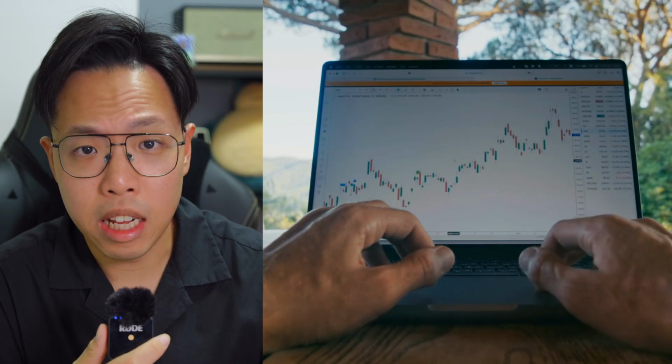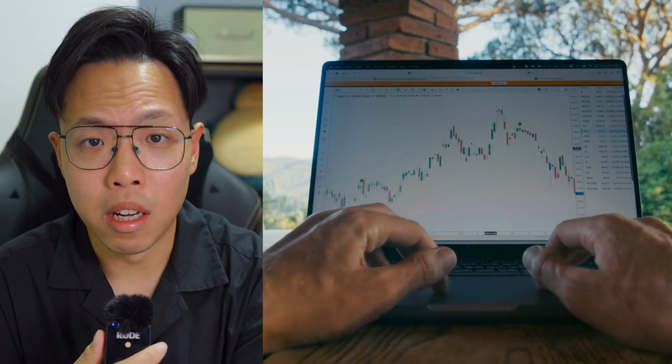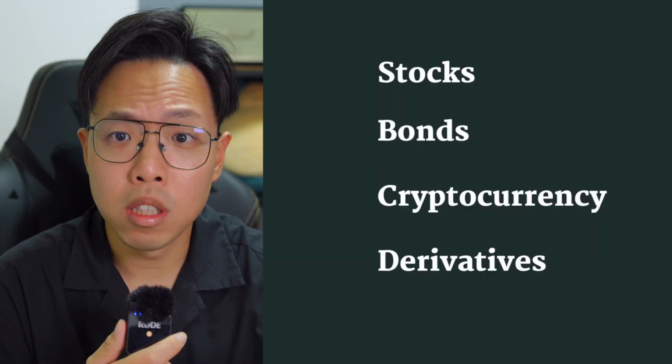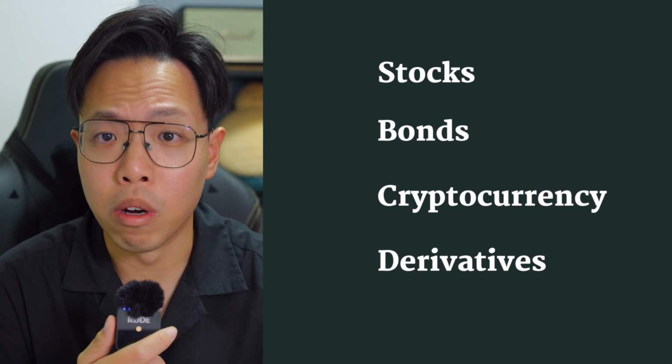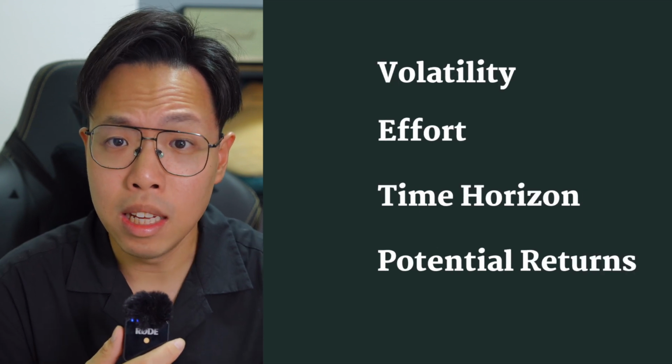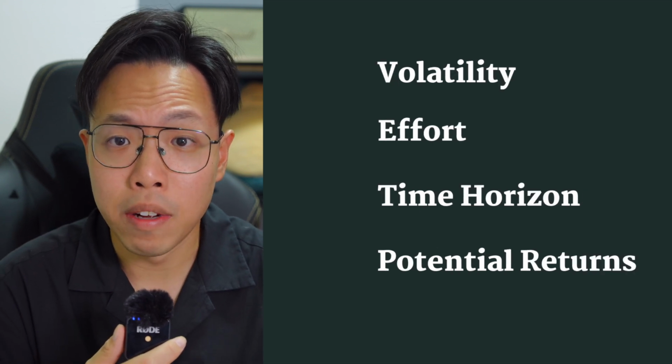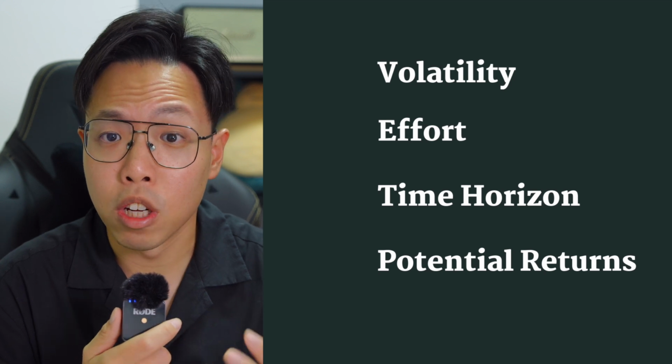And what I've done is basically I've broken them down into 4 main groups. Okay, I've broken them down into stocks, bonds, cryptocurrency, and derivatives. And what we're going to do is we're going to assess them on 4 factors as well. We're going to look at them based on their volatility, the effort it takes to make the investment successful, the time frame that you need, and of course the potential return.